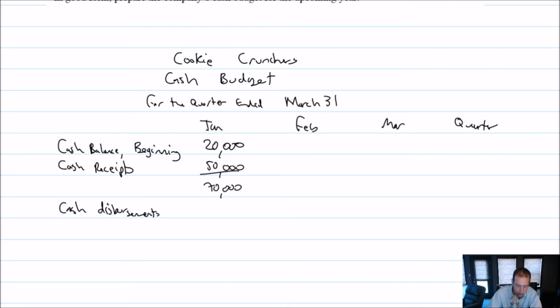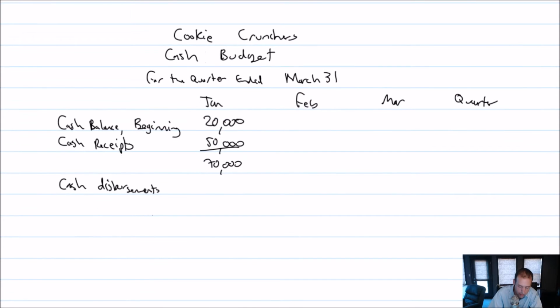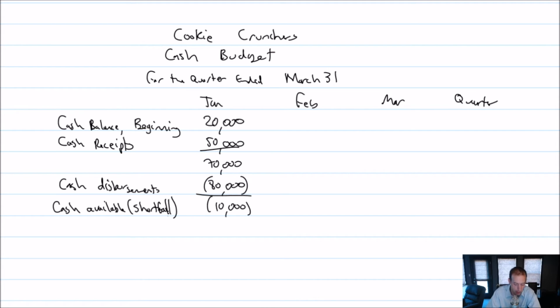And we had some cash disbursements, cash going out. How much cash was disbursed? How much cash was spent? 80 grand. Okay, so I don't need to tell you this is a bad situation, right? We're in the hole $10,000. So how much cash available do we have? Well, we actually have a shortfall of $10,000. Okay, well, what do we do about it? We're not done. We're not dead as a company. Why not? Because we've got the bank. The bank's going to lend us some money.